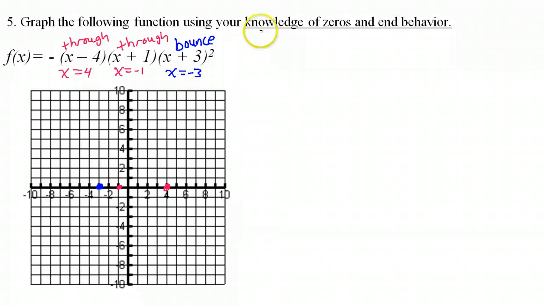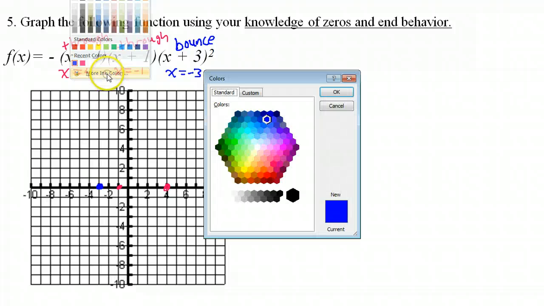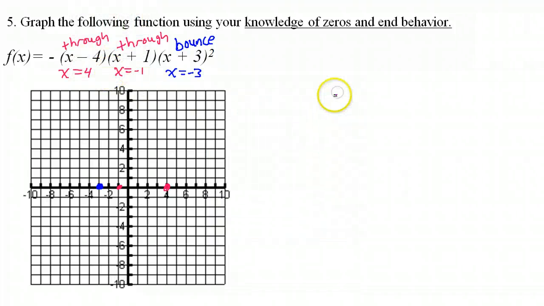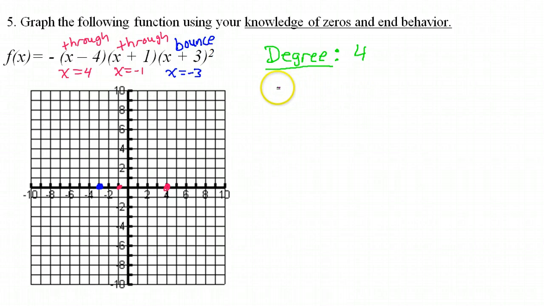Now, we need to talk about end behavior. To talk about end behavior, we need to talk about degree. Let's see. I think I will graph this in green. The degree. Let's see. There's one of these, and two of these. So that's a total of 4. So the degree is 4. That's even. Okay, so that means the end behavior will be like a parabola, either facing up or facing down. Which is it?